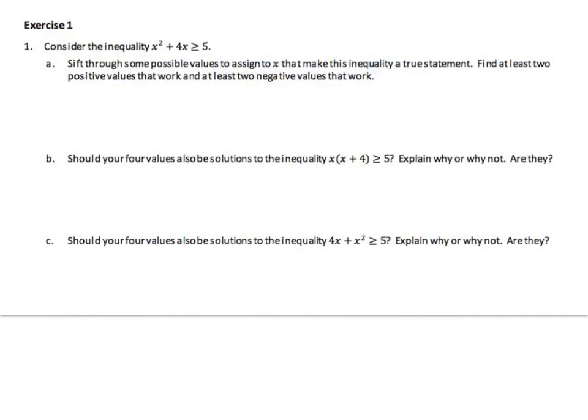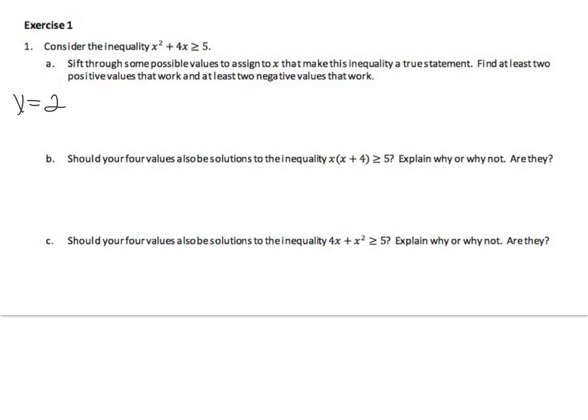So first of all, let's consider the inequality x squared plus 4x is greater than or equal to 5. Let's sift through some possible values to assign to x that makes this inequality a true statement. Find at least 2 positive values that work and at least 2 negative values that work. So this is just a guess and check. Positive values that work. Let's try x equals 2.